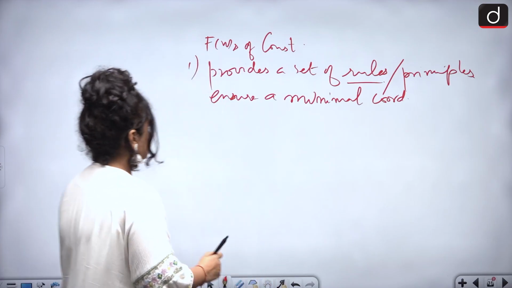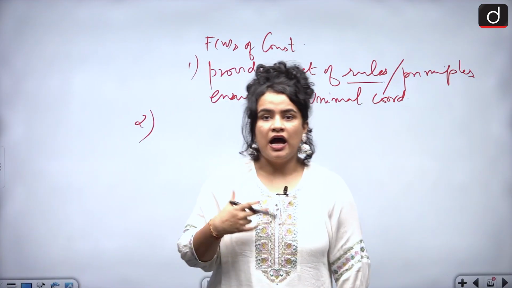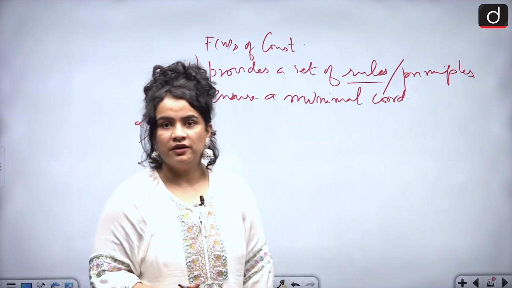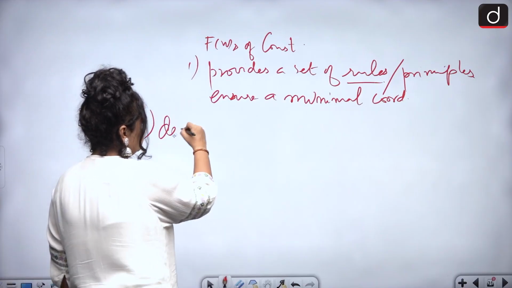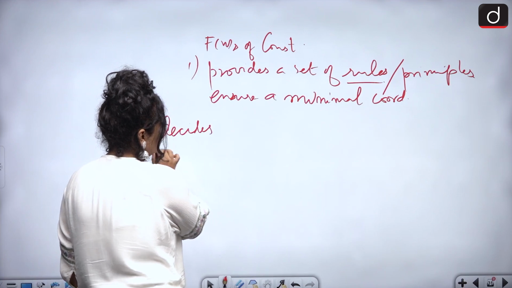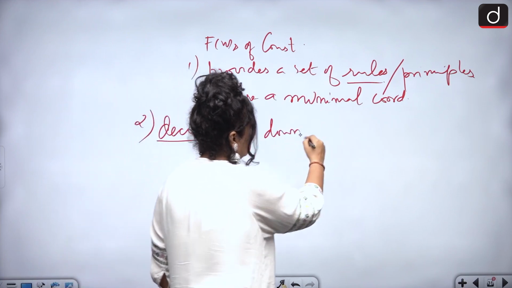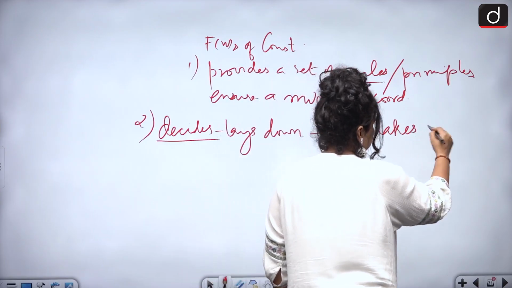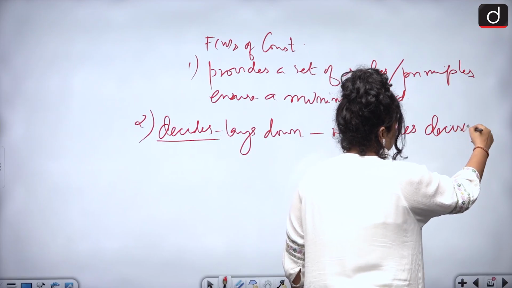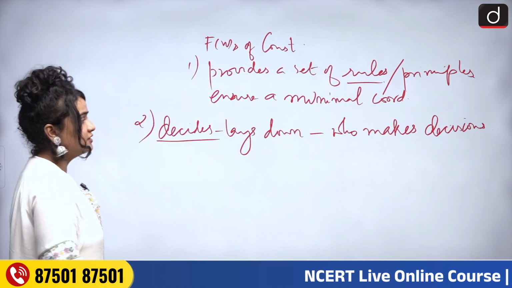The second function is that it decides how decisions are taken, who takes various decisions. So, a constitution decides or lays down who makes decisions. All right, this is your second function of the constitution.